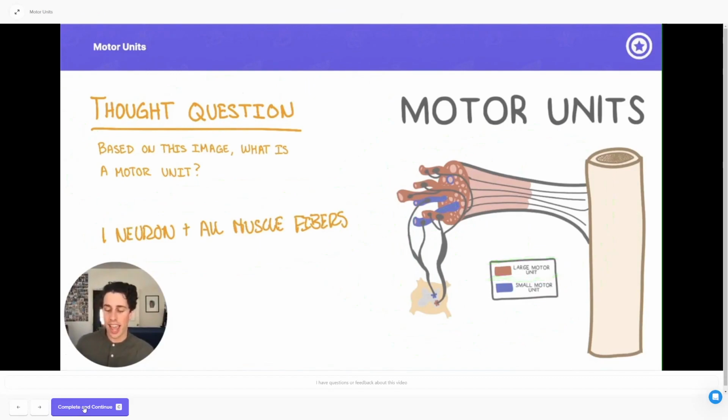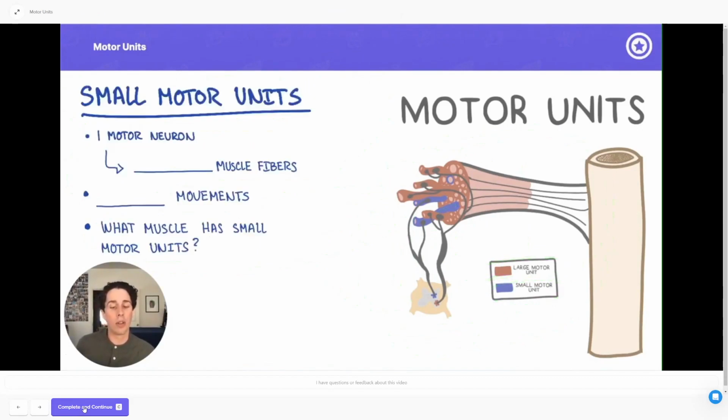All right, so let's go ahead and talk about these motor units now because we have large motor units, as we can see, and small motor units. So let's go ahead and start with these small motor units. And so small motor units are going to be one motor neuron, and as we can see, it's just going to just a few little fibers right there. And so we know that this is going to be just a few muscle fibers for the small motor unit. So few muscle fibers.